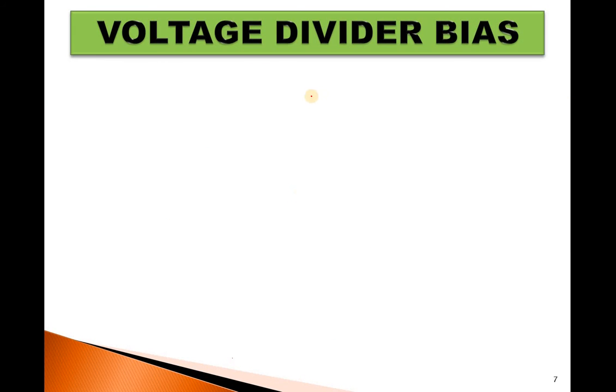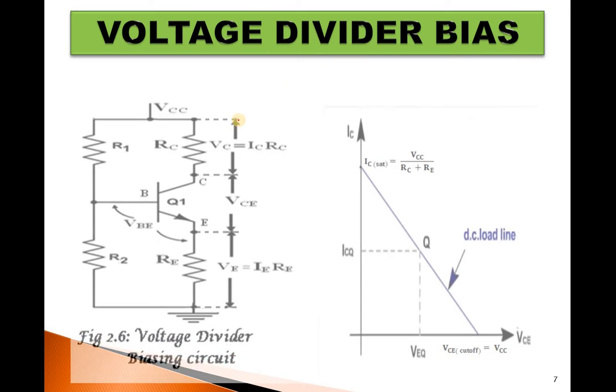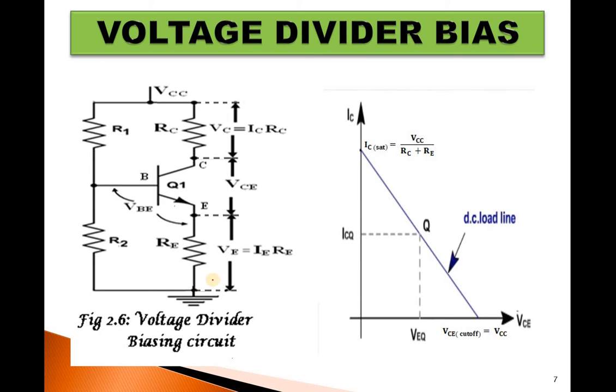So next we start with voltage divider bias. The circuit and the DC load line are like this. That means you have to have a transistor. From the base of the transistor, connect 2 resistors R1 and R2. Then from the collector RC, the 2 ends of these 2 resistors are connected to VCC. From the emitter, connect an RE. These 2 ends, R2 and RE, should be grounded. When I finish this connection, this is the positive of the supply. The circuit will be like this.